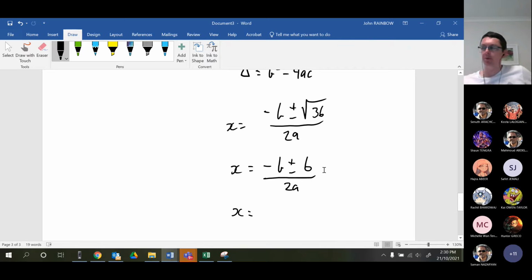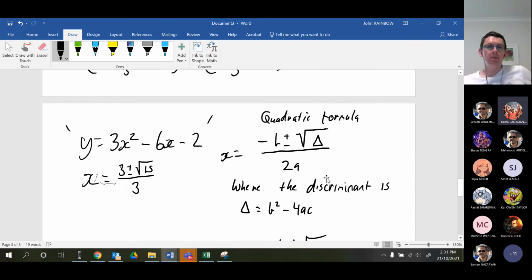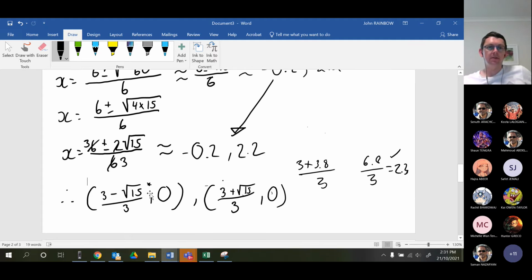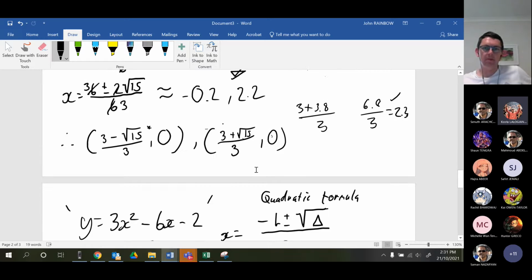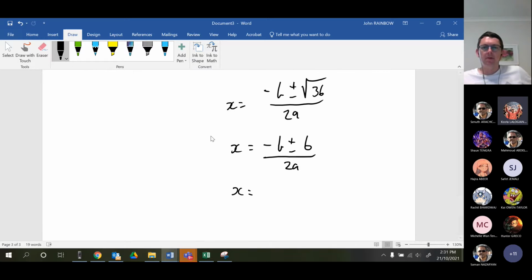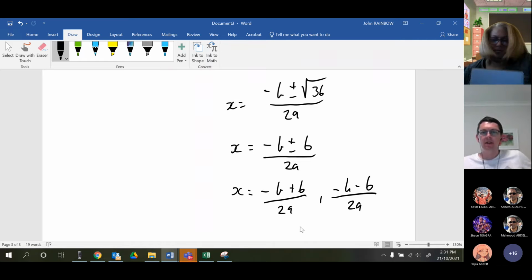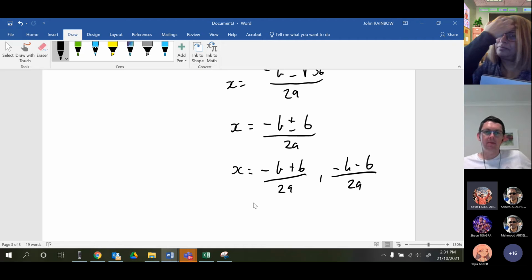Do you want me to go back up to the other example to help you out? Oh, yes, please. How do I get 2 answers for this? Would it be negative b plus 6 over 2a? Right, yep. And then negative b minus 6 over 2a? Right. There's your 2 answers. These are going to give you 2 different spots on the graph, aren't they? Because one's plus 6 and one's minus 6. Can you see that? Yep.